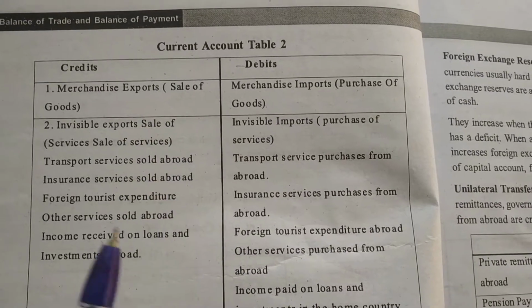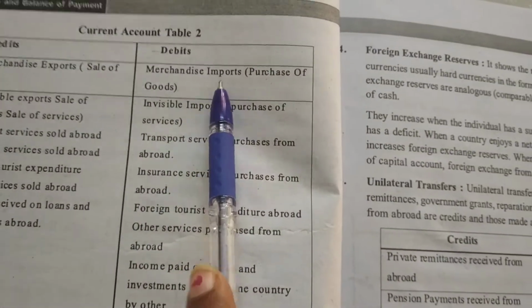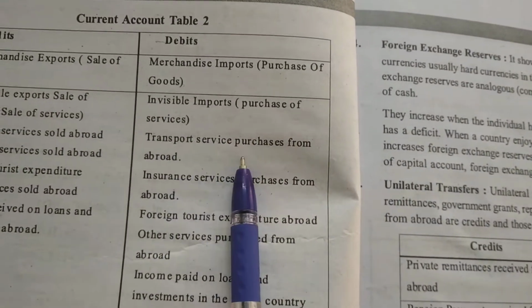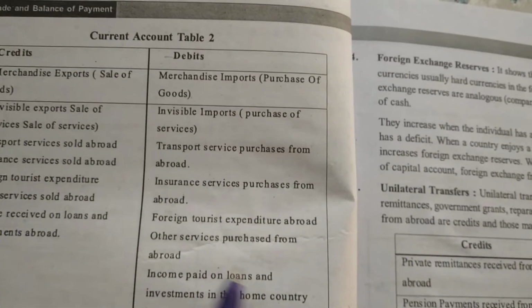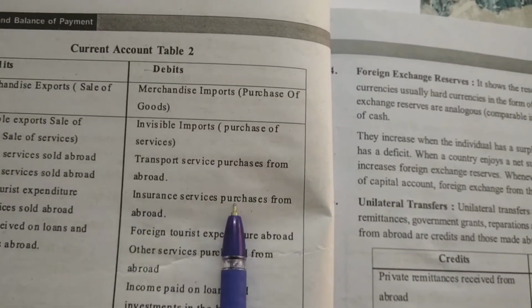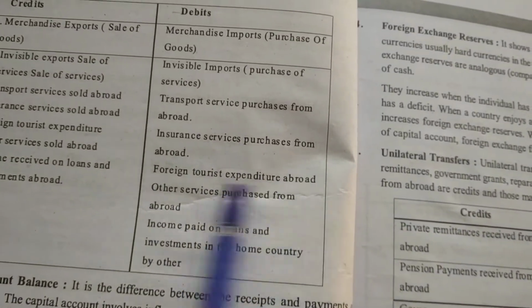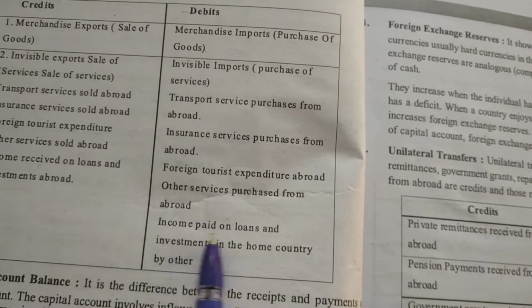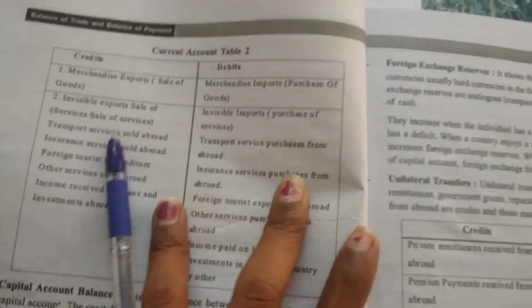Now debits. Imports: we have the purchase of goods. Invisible imports: transport services purchased from abroad, insurance services purchased from abroad, foreign tourist expenditure, other services purchased from abroad, and income paid on loans and investments in the home country by others. These are receiving and these are paying. These all come under the current account.